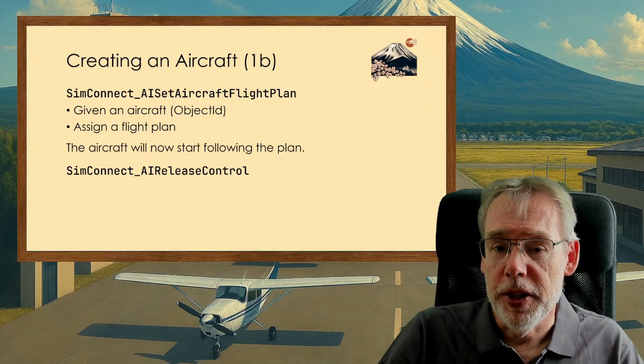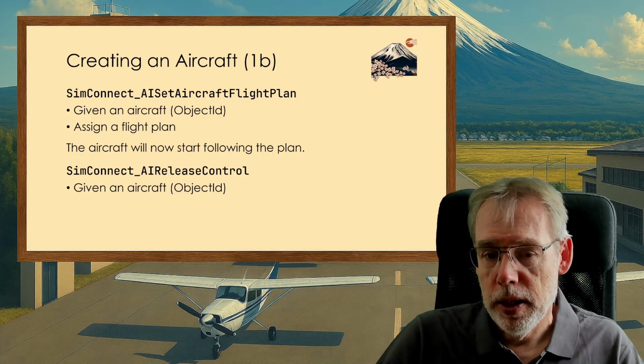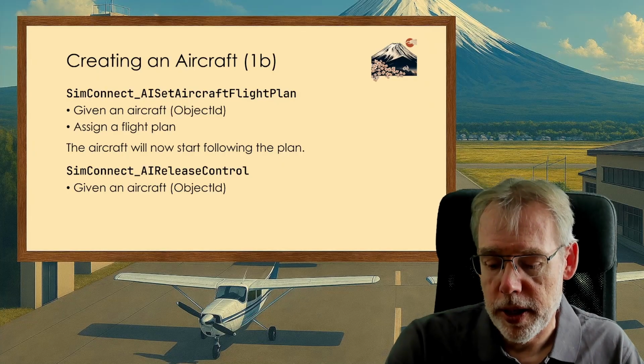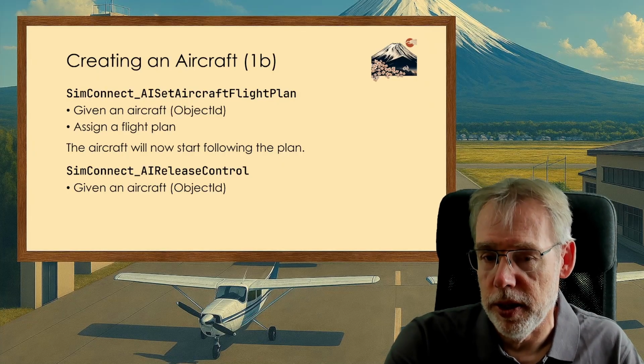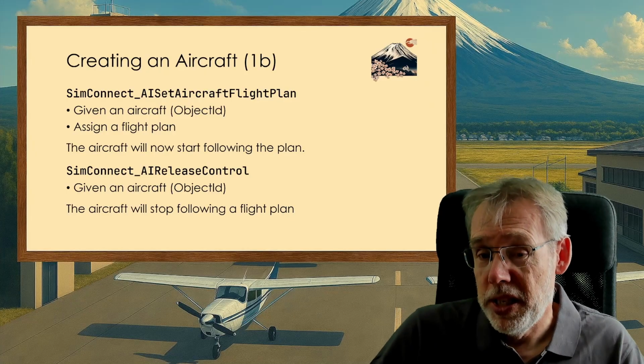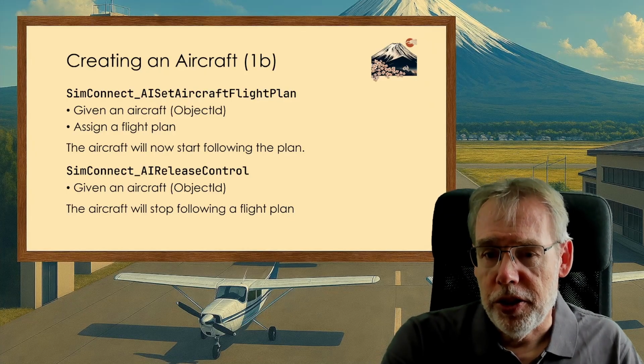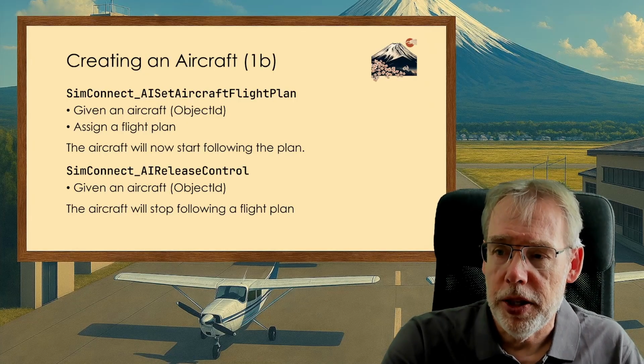The aircraft will then start following the plan. On the other hand, if we call release control, we only have to specify the object ID of the aircraft, and the aircraft will then be disassociated from that flight plan, so it will stop. That takes care of that basic situation.